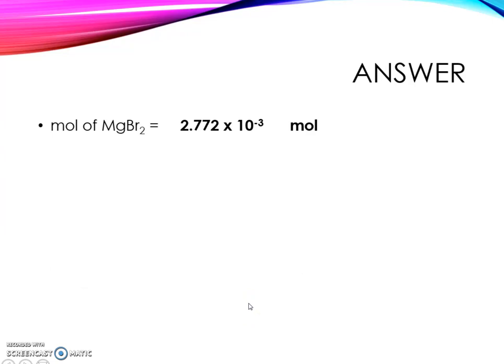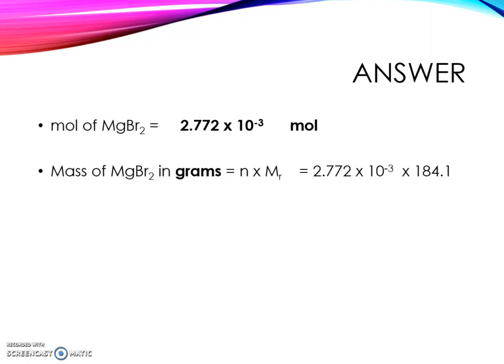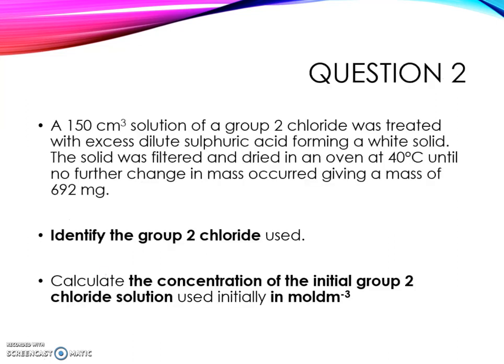Okay. Now we need to convert that into a mass. So if we multiply the moles by the MR of magnesium bromide, which is 184, that will give us the mass in grams. So that gives you a value of 0.510 grams. But the question asks for the mass to be given in milligrams. So we need to multiply by 1000 to give our final answer of 510 milligrams. So quoting to 3 significant figures. Next question.